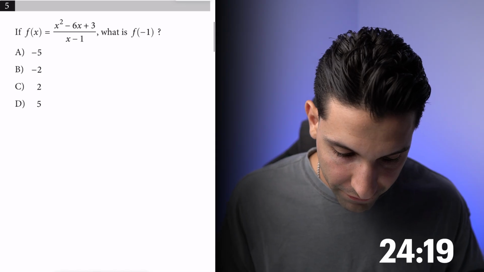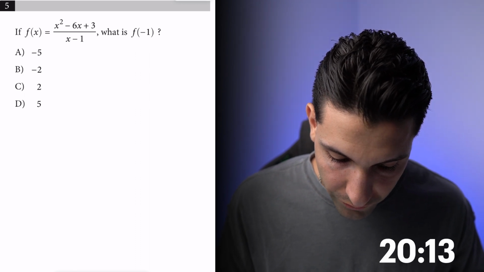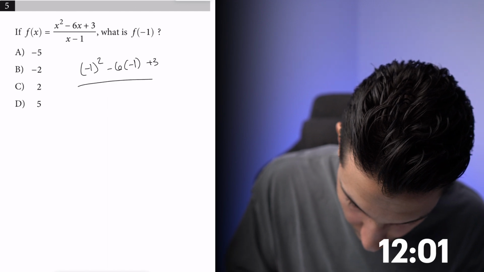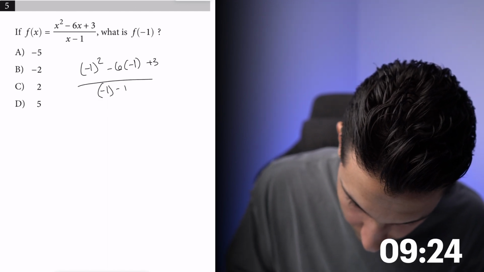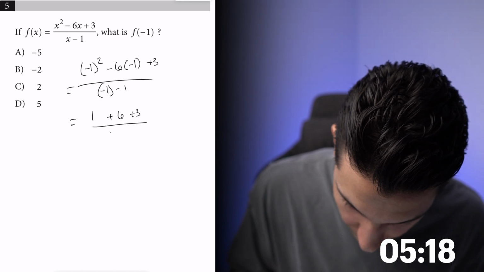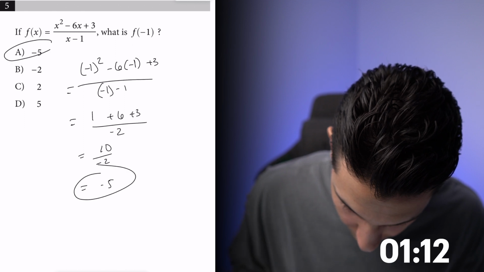Let's solve it. If f of x equals x squared minus 6x plus 3 over x minus 1, what is f of negative 1? We're just going to plug in negative 1 everywhere there's an x. Negative 1 squared minus 6 times negative 1 plus 3 over negative 1 minus 1. That equals 1 plus 6 plus 3 over negative 2, which equals 10 over negative 2, which equals negative 5. A is our answer.